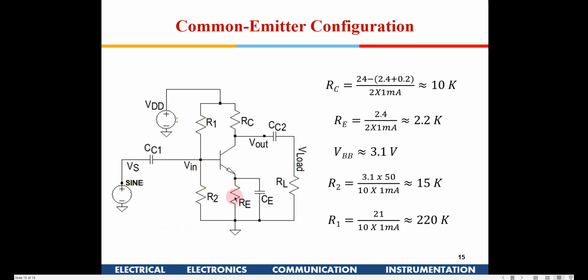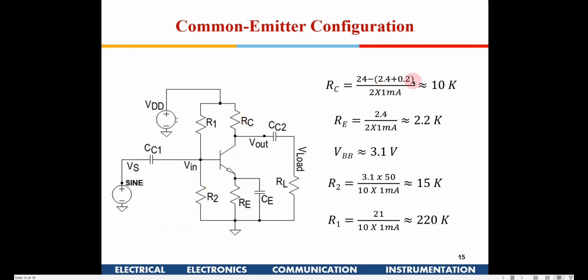Similarly, for bias stabilization across RE, we generally drop 10% of VDD. That is how we make this transistor DC operating point stable, right? So if it is 24 volt, we allow 2.4 volt across this RE and 0.2 volt here. So 2.4 plus 0.2, total voltage at this point can swing from 24 to 2.6 volt. Okay, that is the range, so I will want to bias somewhere in between that.